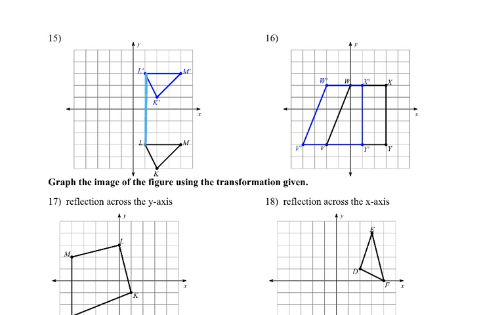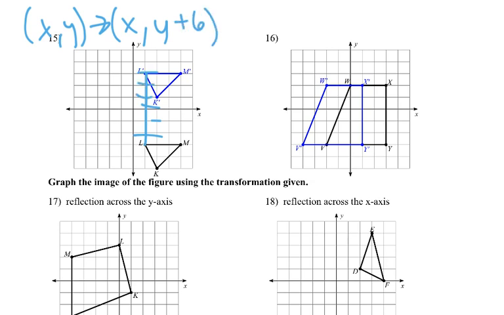So again, the X doesn't change, but the Y does, and it goes up 1, 2, 3, 4, 5, 6. Now 16, the Y doesn't change, but the X moves over 2, so to the left 2, so minus 2, Y stays the same.